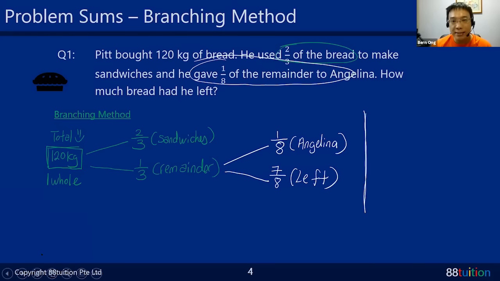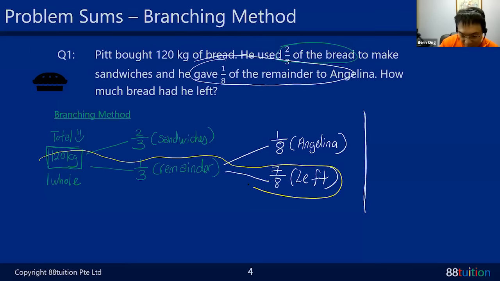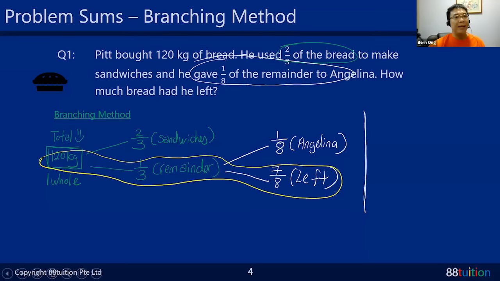Okay? So the question is asking, how much bread had he left? So you're actually looking for what? You're actually looking at this portion of the line here. Okay, you're looking for the left one. Can you see my yellow color, this portion? Yes. All right. So you're actually looking for the left, which belongs to here. Okay, and this 7/8 left belongs to the 1/3 remainder, which belongs to the 120 kg.